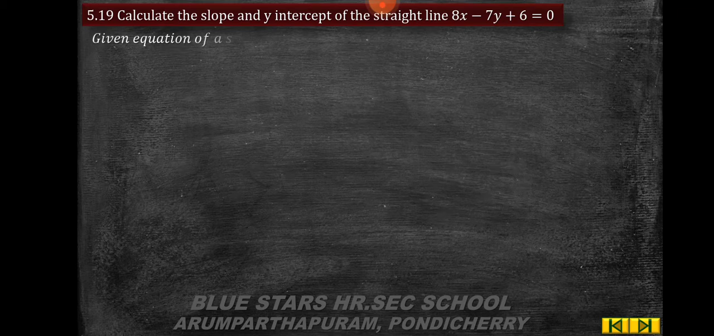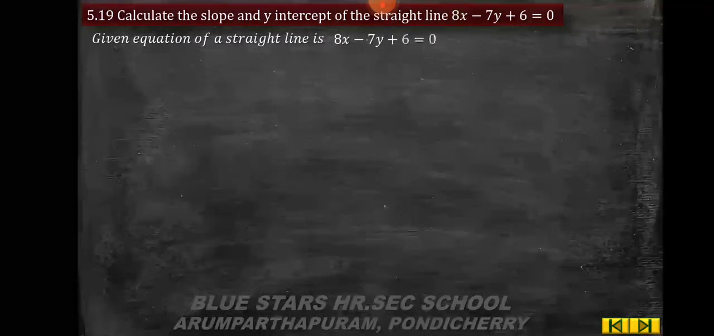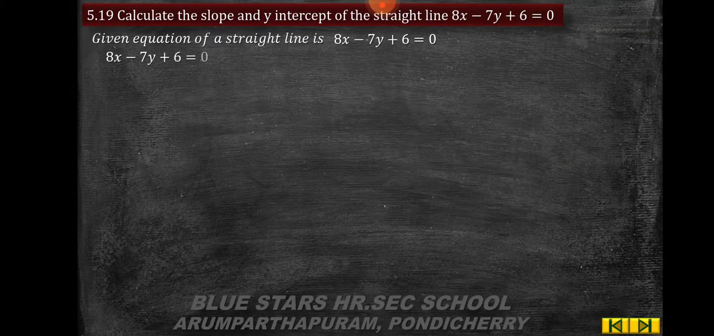So the given equation of a straight line is 8x minus 7y plus 6 is equal to 0. Then 8x minus 7y plus 6 is equal to 0, which implies you take the given equation in the form of y is equal to mx plus c. So we take minus 7y to the left hand side. It will become 7y. Minus will become plus. So 7y is equal to 8x plus 6.